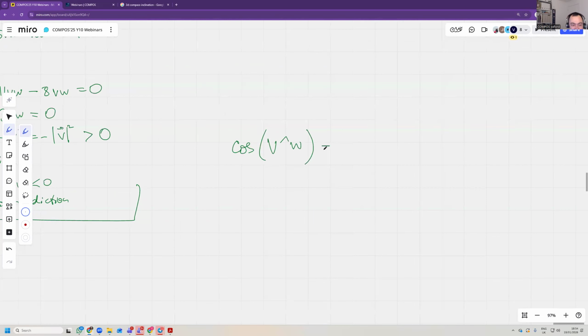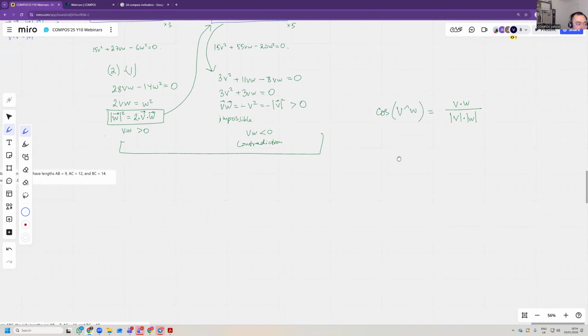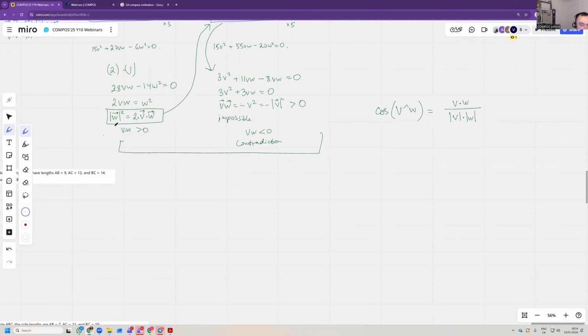So the angle between them is v times w divided by modulus v modulus w, and then from here you could see that modulus w squared, so w modulus w is equal to square root of 2 square root of v times w, and from here modulus v is square root of negative VW.